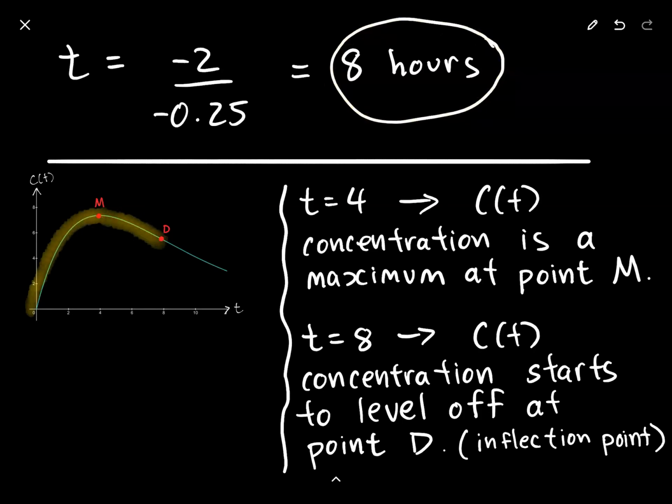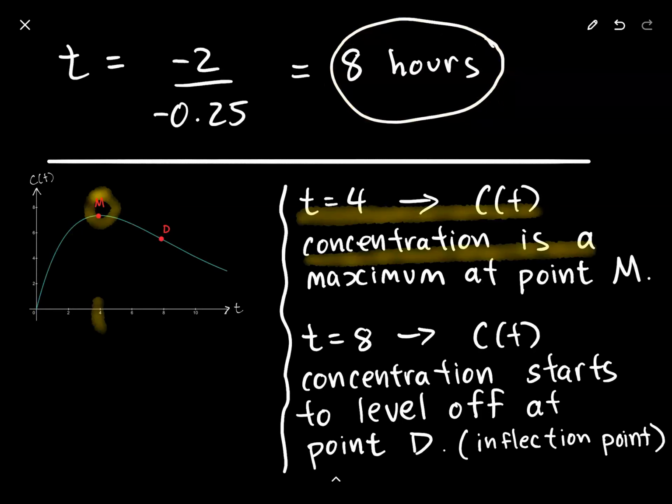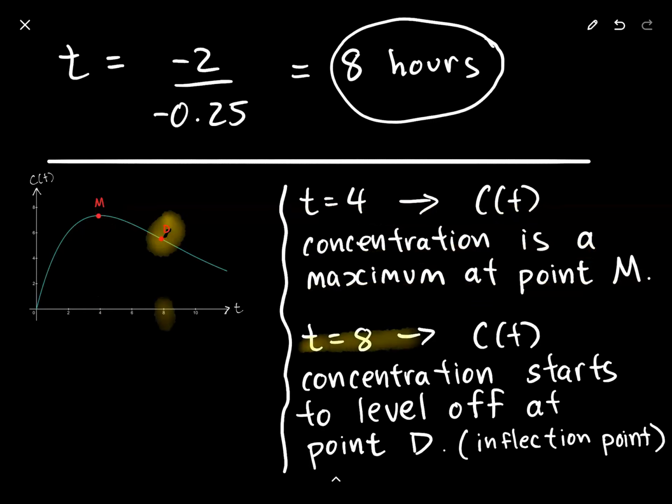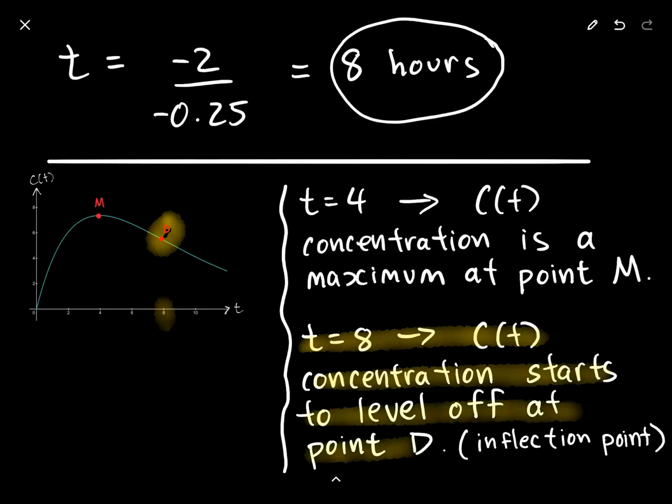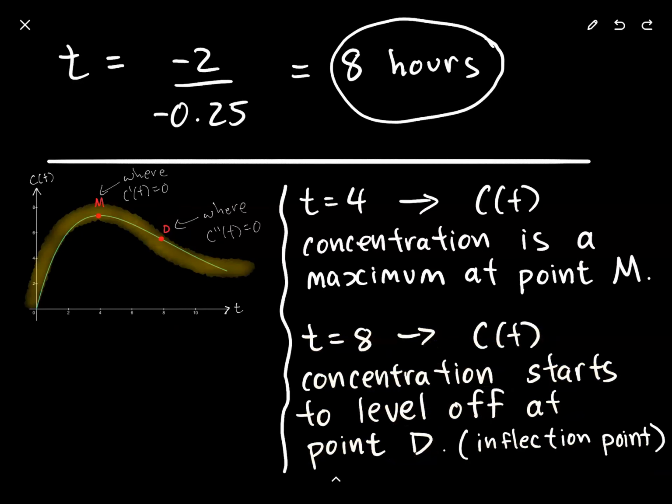Here's a graph of the surge function. From the graph, we can see that at t = 4, the concentration is a maximum at the point M. And also at t = 8, the concentration starts to level off at point D. Later we will call this point an inflection point. Surge functions can help to predict when the maximum concentration will occur, and also when the patient will need a second dose.